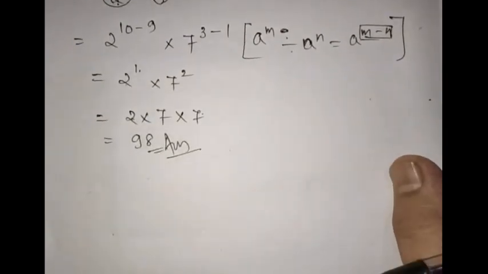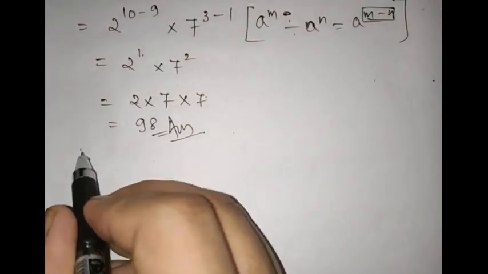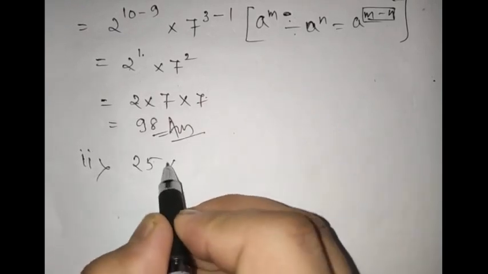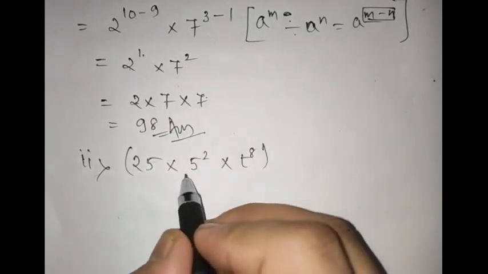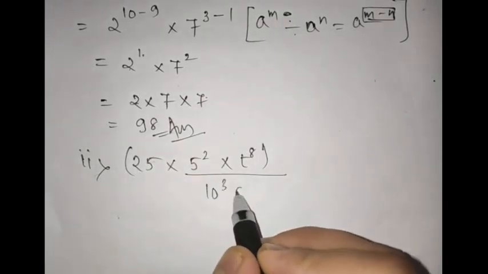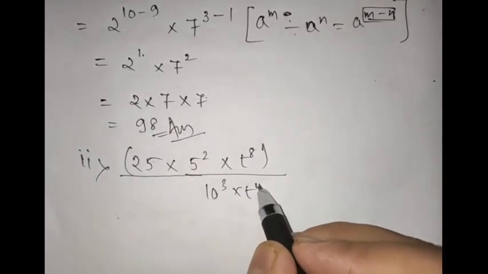So write down the part 2 question. This will be a home assignment. You will do it yourself. 25 into 5 square into t to the power 8 divided by 10 cube into t to the power 4. So this is the whole division. So just use the technique how I did.